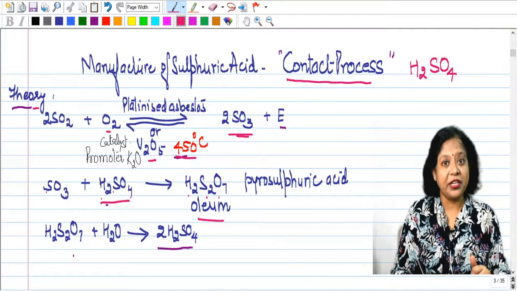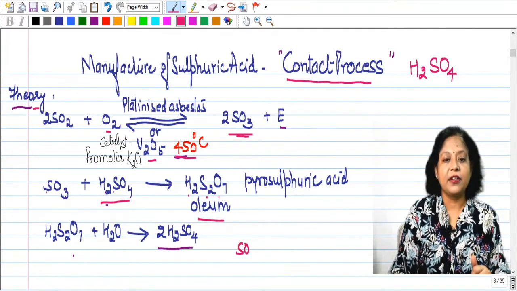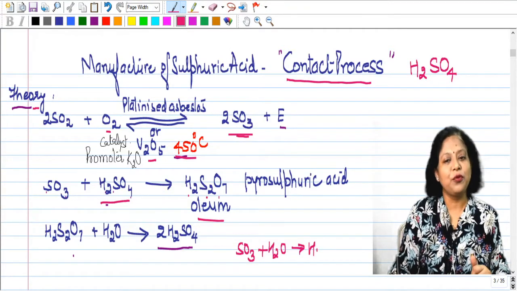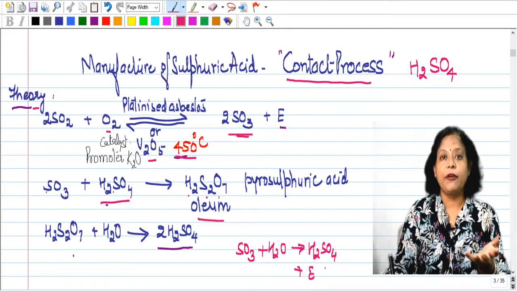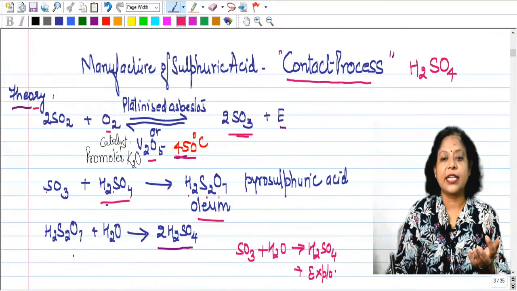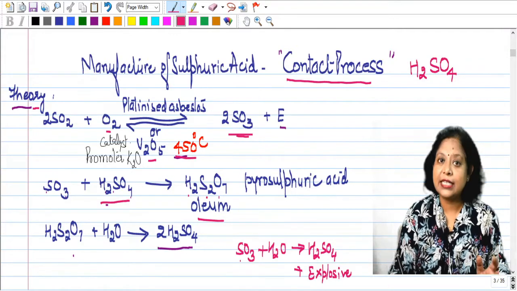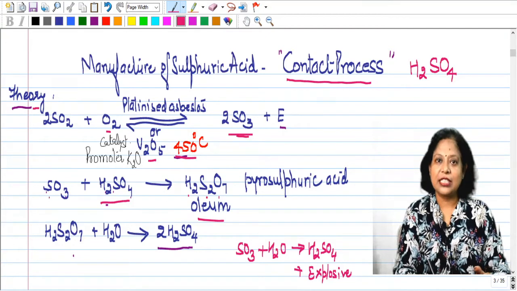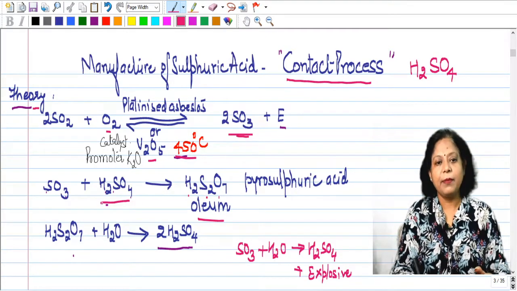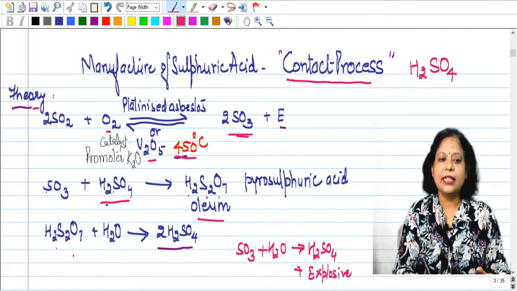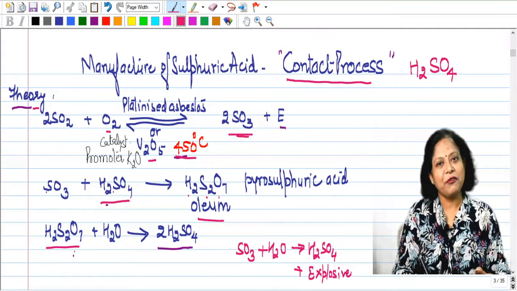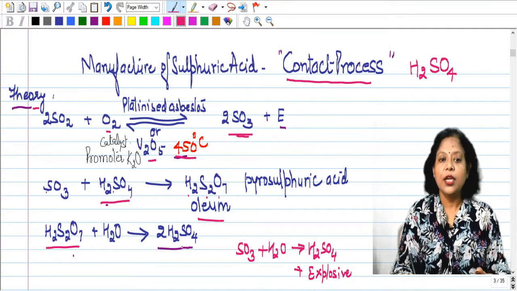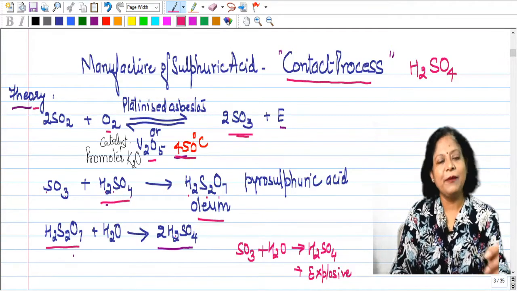This has a reason, because if we take sulfur trioxide and add water, you will get sulfuric acid, but the reaction has a lot of energy, so the reaction becomes explosive and we don't want any accident to take place. So therefore we convert sulfur trioxide into oleum by adding H2SO4, and then this oleum or pyrosulfuric acid is diluted to get sulfuric acid. Is this clear? So this is the theory.